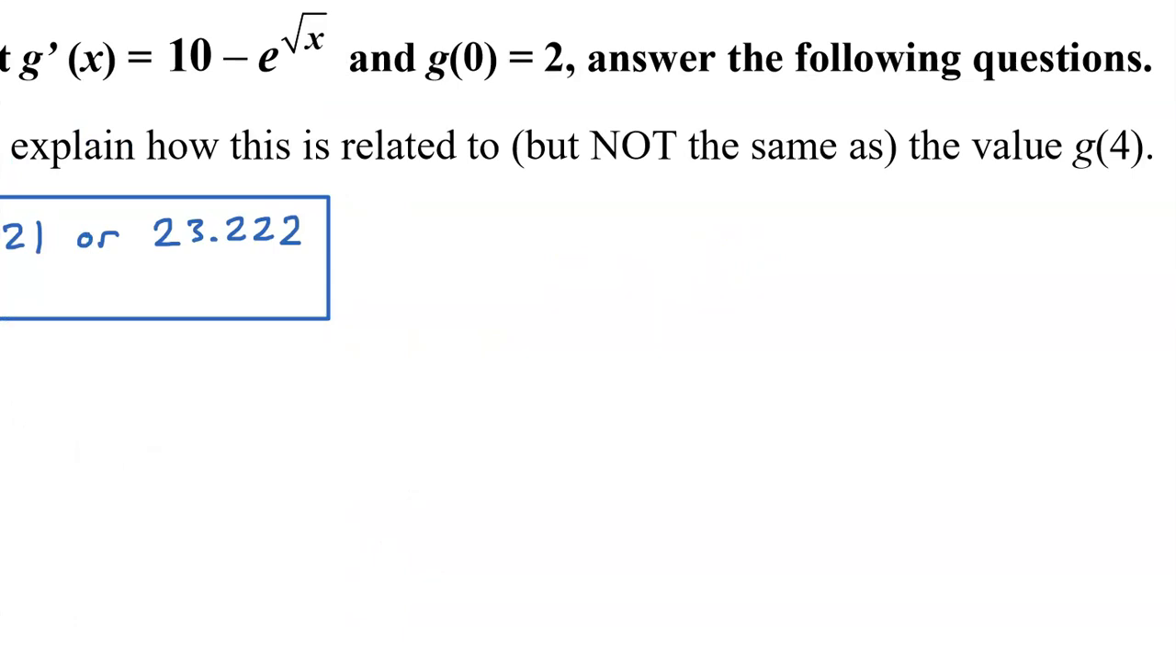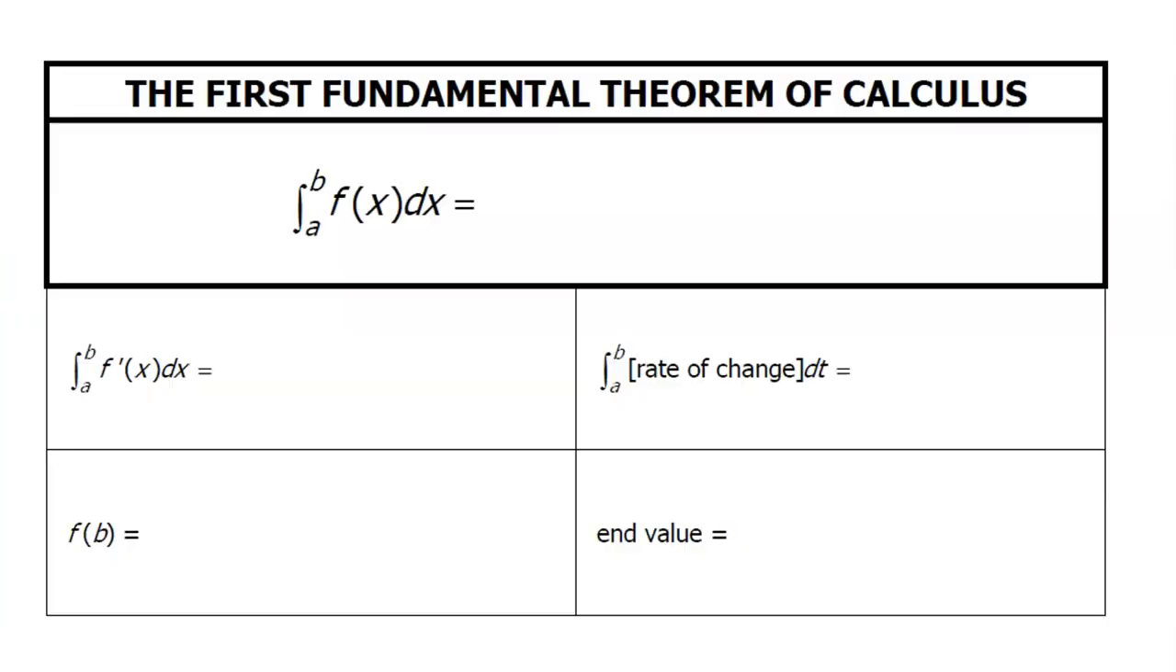Here is the second half of part A. Explain how this is related to, but not the same as, the value of g at 4. To answer this question, we will refer back to the first fundamental theorem of calculus, which is what we use every time we evaluate a definite integral. We always say, okay, we find the antiderivative, and then we evaluate the antiderivative from a to b. In order to evaluate this antiderivative, we find the value at b, and we subtract the value at a. In other words, the integral of f of x from a to b equals the antiderivative at b minus the antiderivative at a.